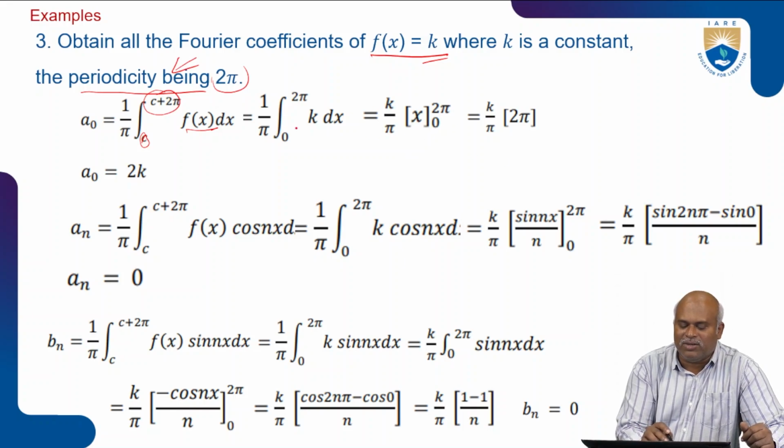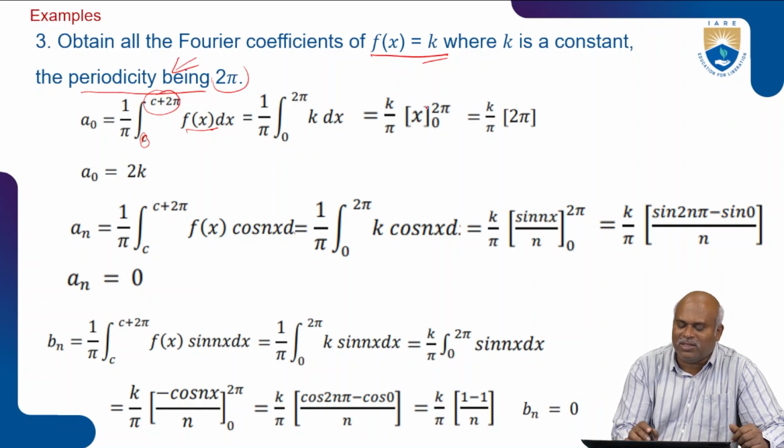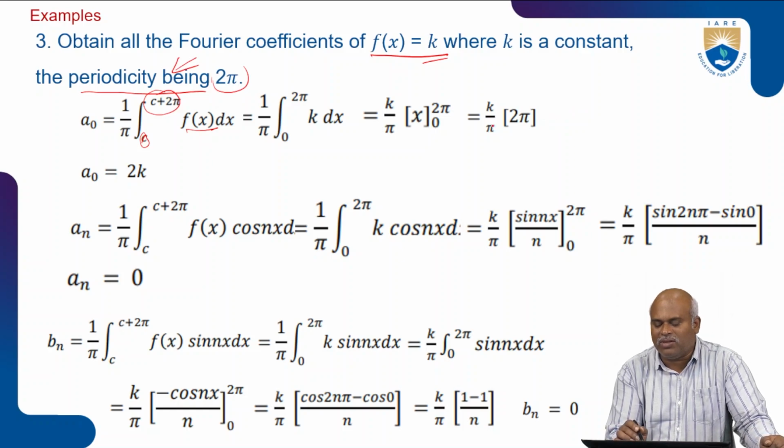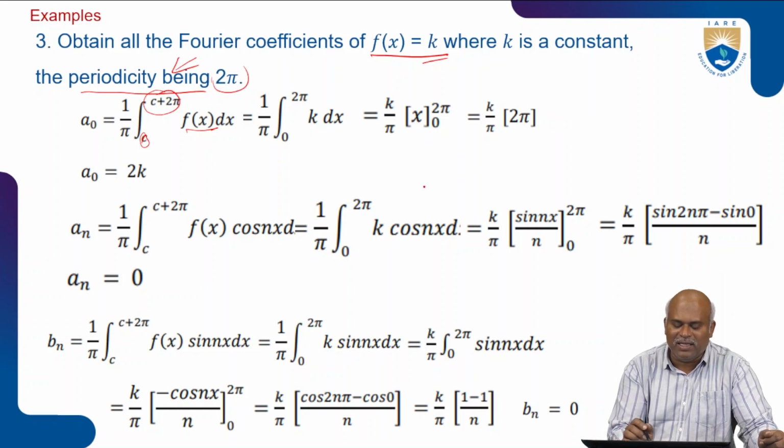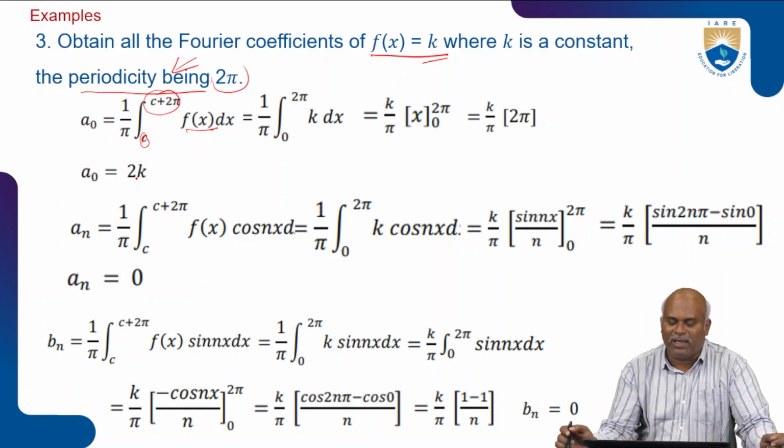Substitute the k. Since k is a constant, take it out: k by pi times the integration of dx, which is x. The limit is 0 to 2 pi. Then you substitute the limit: k by pi times (2 pi minus 0). The 0 is not needed, so the pi cancels. It is represented as a0 equal to 2k.